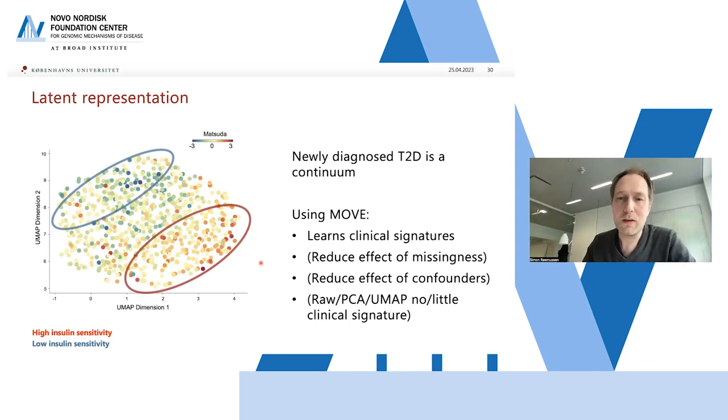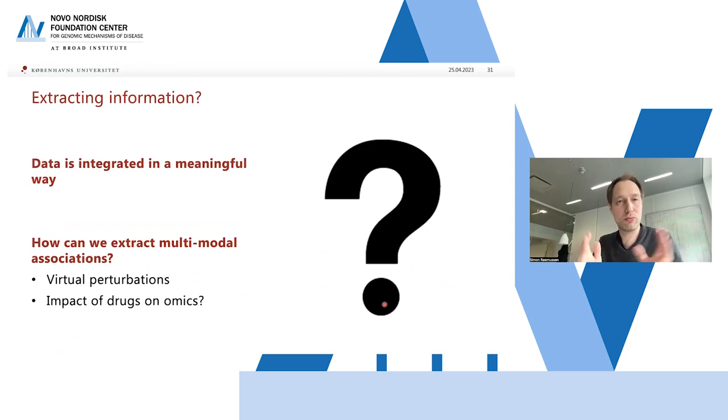We also show that we can reduce the effect of missingness. I don't have it in this presentation. We show that we can reduce the effect of confounders. And when we try similar analysis, looking for these clinical signatures in the raw data, PCA or UMAP, we find little signal. So this was really cool. We have a model that can actually integrate the data.